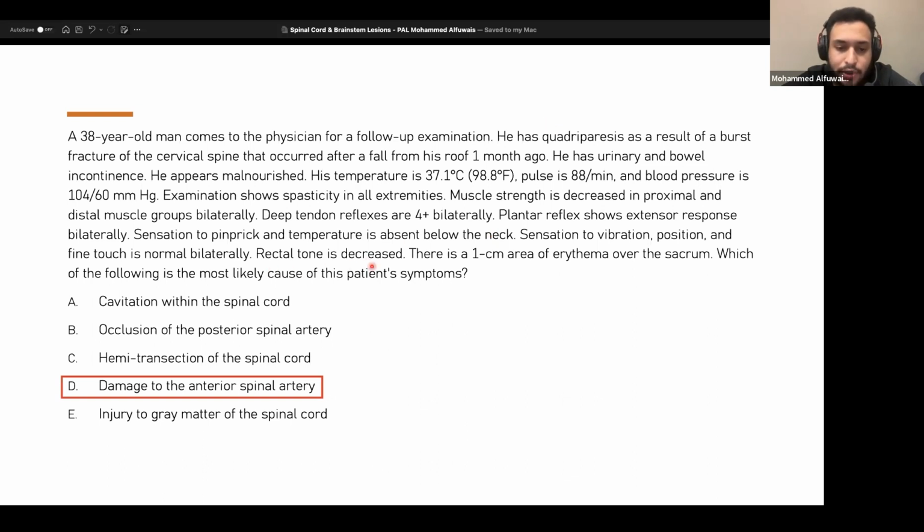I'm not sure why there's decreased rectal tone, honestly, in this patient. Probably because of sympathetic involvement. Again, this was in the neck. So if you think about it, the oculosympathetic pathway will be damaged, or the sympathetic pathway is damaged, or even any of the nerves. So because of this, it might affect it. Okay, we never really know.